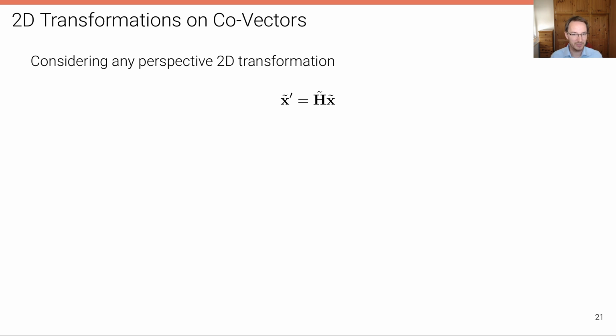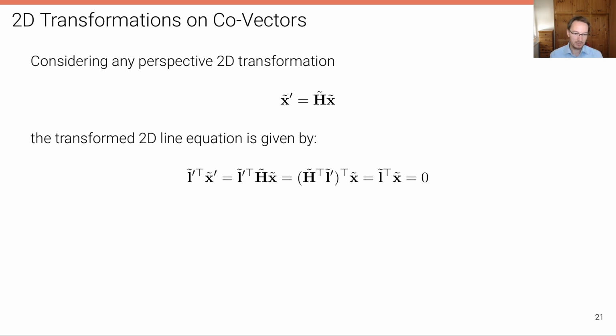Well, considering any perspective 2D transformation, what we can do is we can look at the transformed 2D line. And the transformed 2D line equation is simply l tilde prime transpose times x tilde prime. Prime indicates that this is the transformed line. Now, we know what x tilde prime is because that's what we have just defined, the perspective transformation. So we can plug that in here. And then we can multiply these two together or factorize them out and obtain l tilde prime transpose H tilde, if we transpose this expression here.